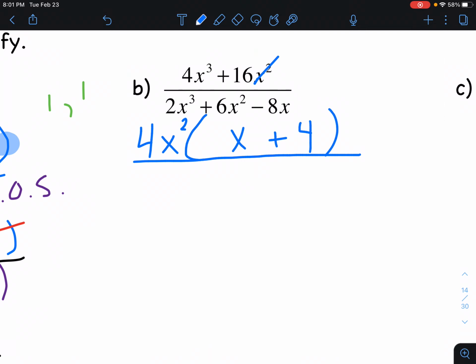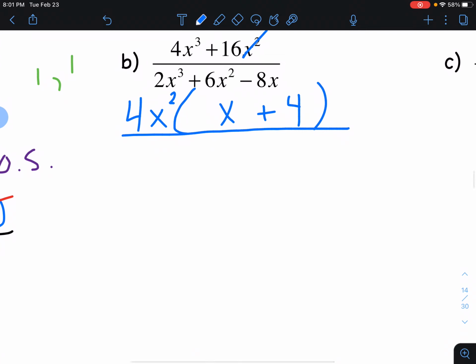Okay, what about the denominator? Do I have a GCF in the denominator? Yes, I do. 2, 6, and 8 would be 2. X is also common to all three of those terms, so go with the smallest one here. Go with the x. And now we're going to carefully divide by that 2x that we're factoring out.